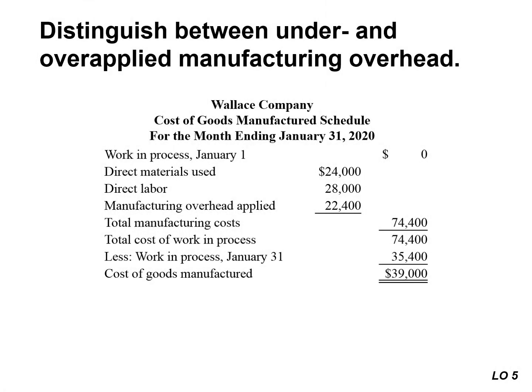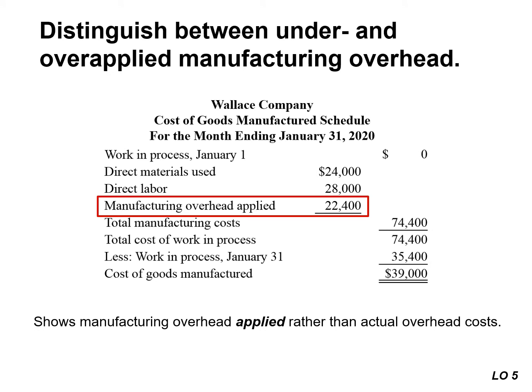At the end of a period, companies prepare financial statements that present the data on all jobs manufactured and sold. The cost of goods manufactured schedule in job order costing is the same as the one introduced in the previous chapter, except the schedule shows manufacturing overhead applied rather than the actual overhead cost. The company adds this amount to direct materials and direct labor to determine total manufacturing cost.